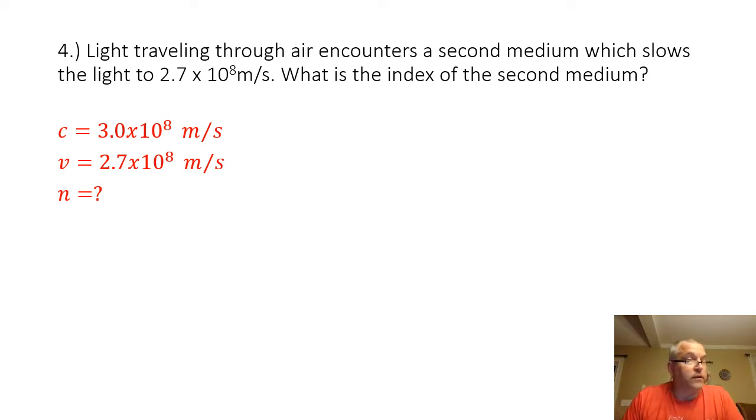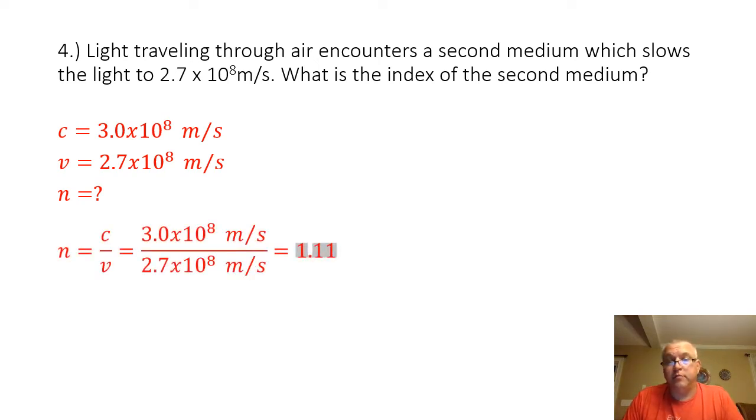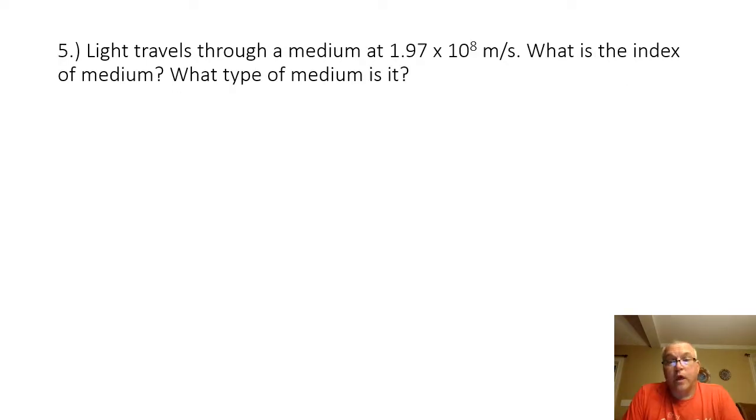I know the index of refraction is the speed of light in a vacuum divided by the speed of light in the medium, so N equals C divided by V. 3.0 times 10 to the 8th meters per second divided by 2.7 times 10 to the 8th meters per second will give me an index of refraction for the second medium of 1.11.